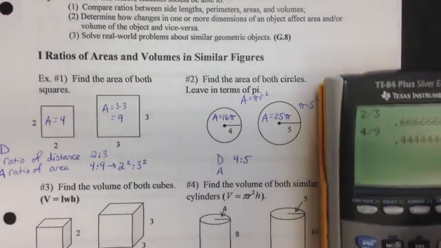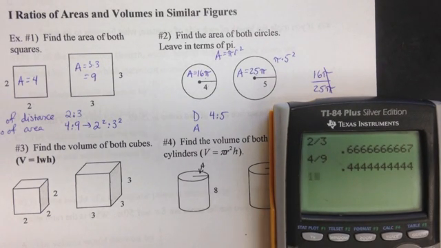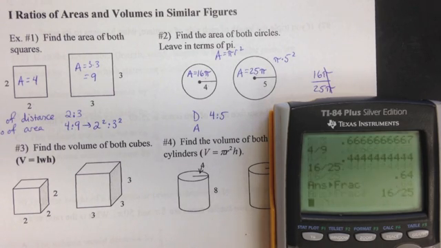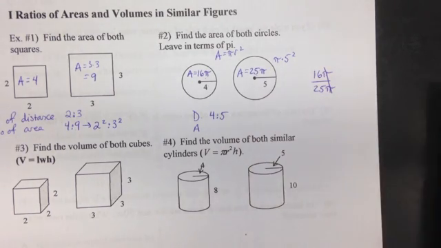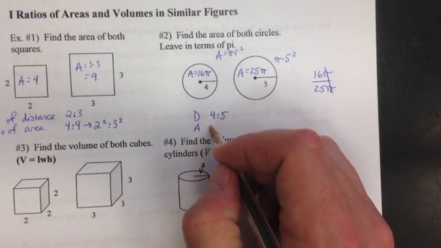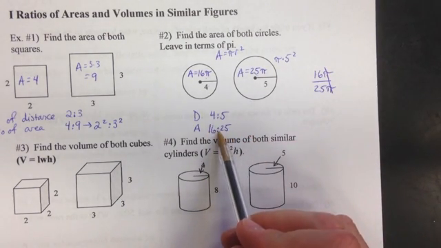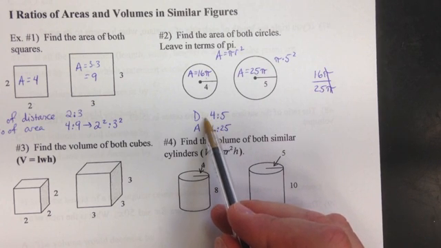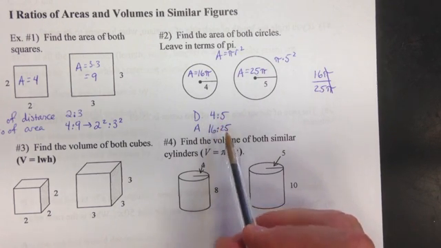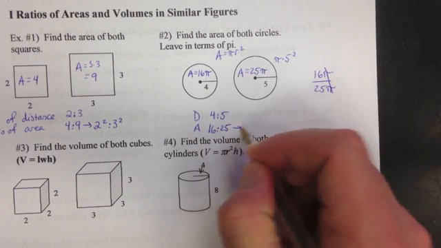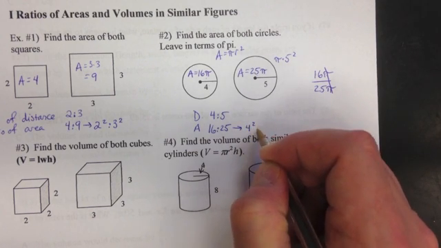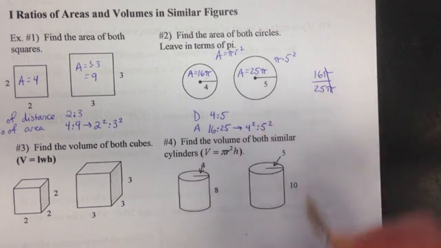Now, you always want to make sure that your fractions are reduced. So 16 divided by 25 is 0.64, but if I change that back to a fraction, I get 16 over 25. So the ratio of area is 16 to 25. That is not the same as the ratio of distance. These are different values. However, 16 and 25 are the same as 4 squared and 5 squared.